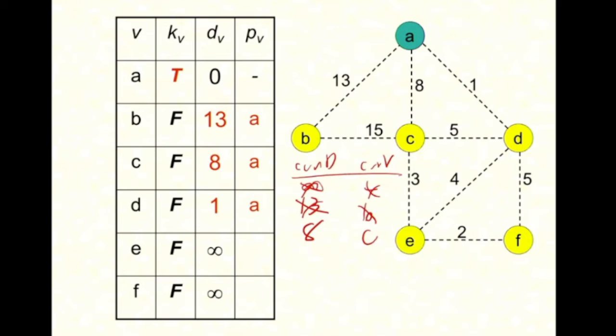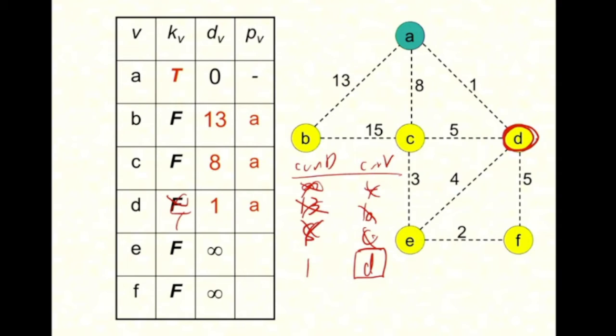D is false, 1 is better than 8. E is false, infinity is not better. F is false, infinity is not better. Okay, we're done with step 1. Step 2, mark D as true. So D gets marked as true, and I'll circle it up here to show it's in now.